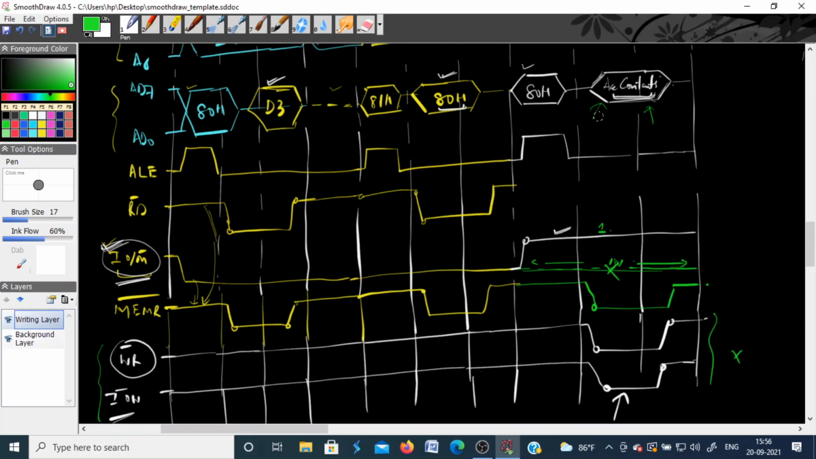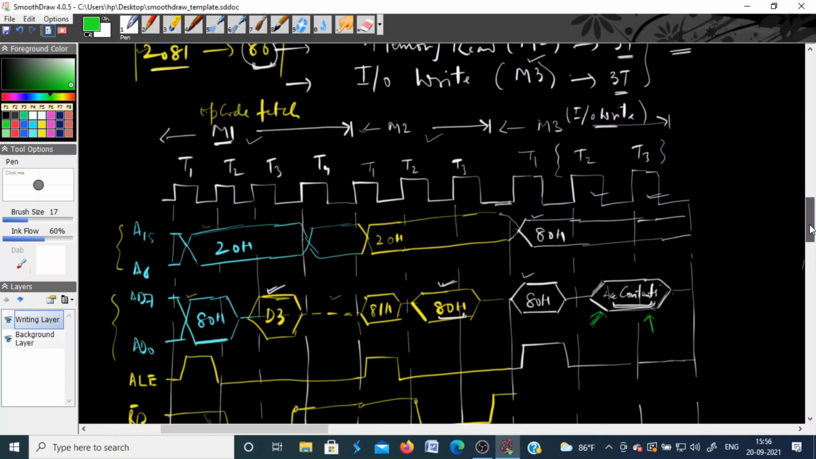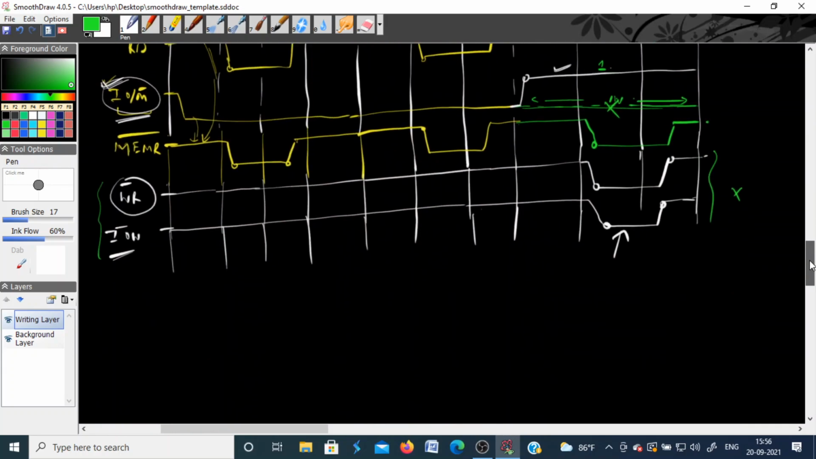So in the OUT instruction, the contents of the accumulator are placed on the data bus, and from the data bus those contents are displayed on an output device. This is the difference in the timing diagram for input and output instructions. Next we will see how we interface an input or output device with the processor, and how this 8-bit address is used to identify a particular port.